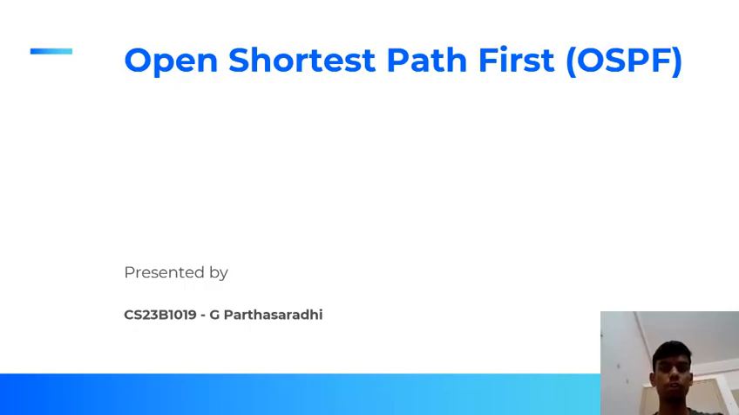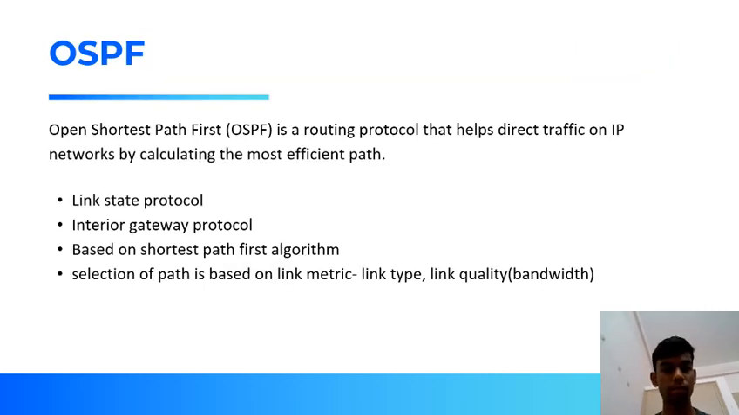In this video, I am going to talk about the OSPF routing protocol. OSPF, also known as Open Shortest Path First, is a widely used interior gateway protocol designed for routing within an autonomous system. It is a link state protocol, which means it builds a complete map of the network and uses the map to compute the best paths to each destination. It is based on the shortest path first algorithm and selects the path based on link metrics like link type and link quality.